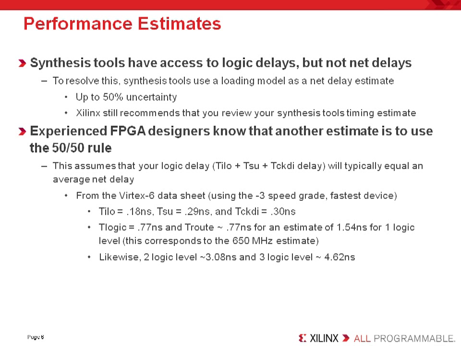Now, from a Virtex-6 datasheet, using a -3 speed grade, you can just find this in the actual timing delay models. We see here we have our numbers, a LUT delay of 0.18, etc. And this equates to a logic delay of about 0.77 nanoseconds, which means that your route delay should be about the same, for an estimate of 1.5 nanoseconds for one logic level. And this corresponds to about 650 megahertz. And again, that's an estimate.